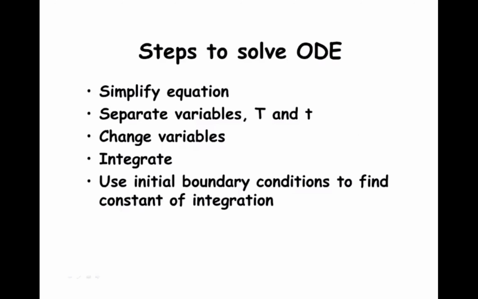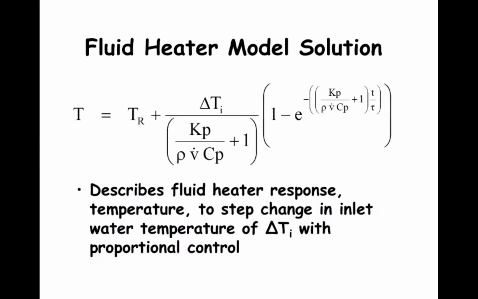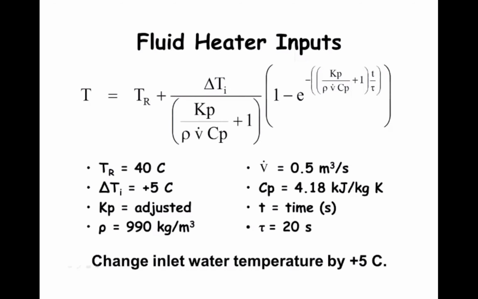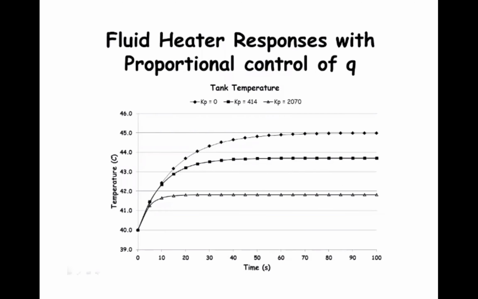We will not go over the solution in detail as this is not the approach we use to solve the problem. The steps are listed here and you can find more details in the course packet. Here is the final solution for the fluid heater model, which describes the fluid heater response T to step change delta Ti in the inlet fluid, with proportional control. With these given values for calculating temperature change over time, we can get the graph.